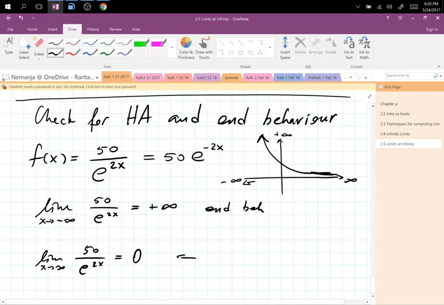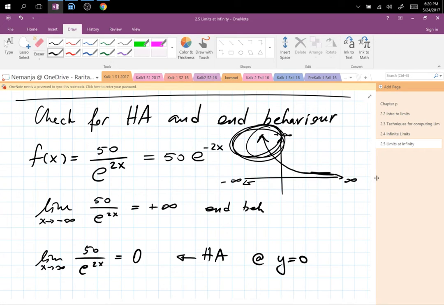So that part is the horizontal asymptote, and we know there is a horizontal asymptote at y equals 0. So we have the end behavior, which is this part, and we have the horizontal asymptote at 0. Cool?